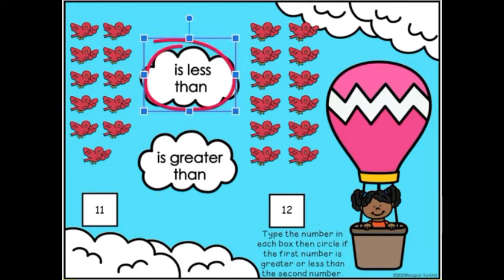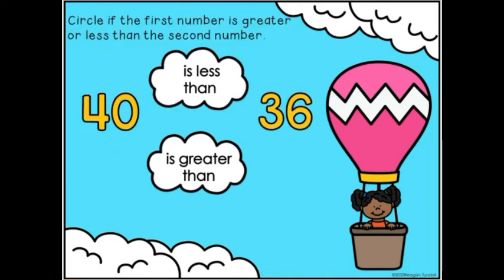All right, let's try another one. We're going to try just numbers. So this would be good if you have your hundreds chart or a number line to look at the numbers 40 and 36. On a hundreds chart, you should see that 36 is just a few numbers behind 40. Because if I count from 36, I can get to 40. 36, 37, 38, 39, 40.